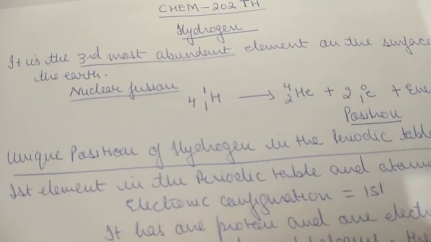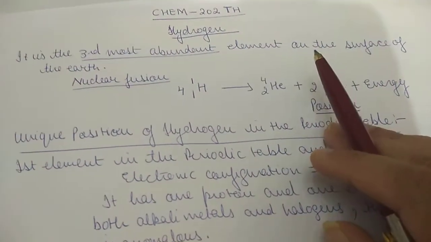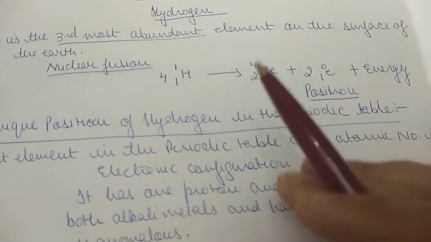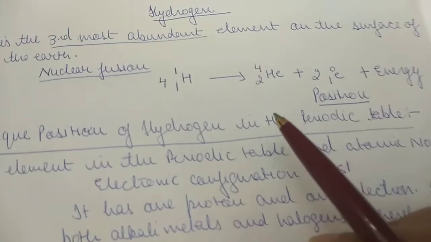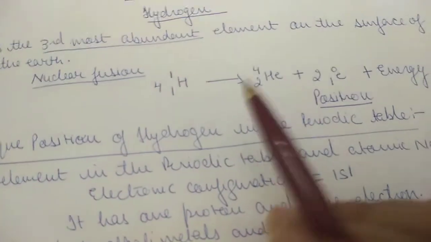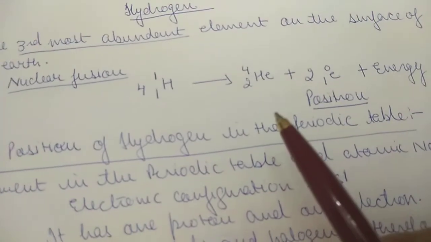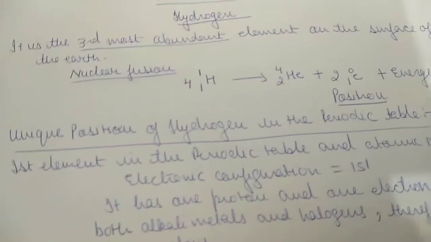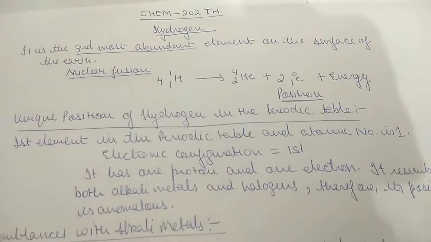Hydrogen is the third most abundant element on the surface of Earth, and it is found in many planets. It is also found in the sun, where it undergoes nuclear fusion, leading to the production of helium, along with a positron, and a large amount of energy is released.